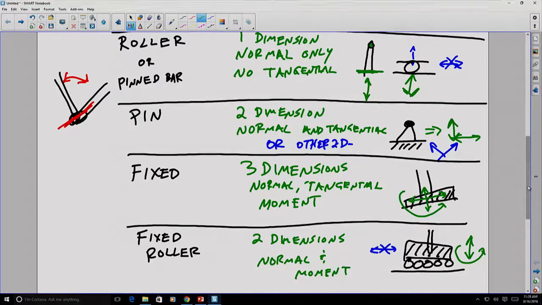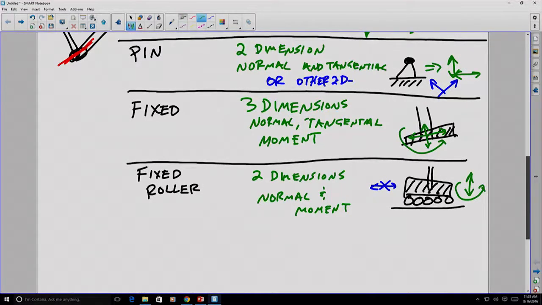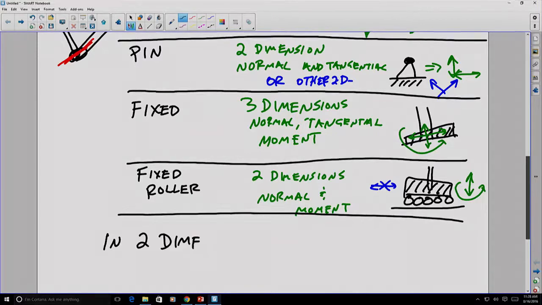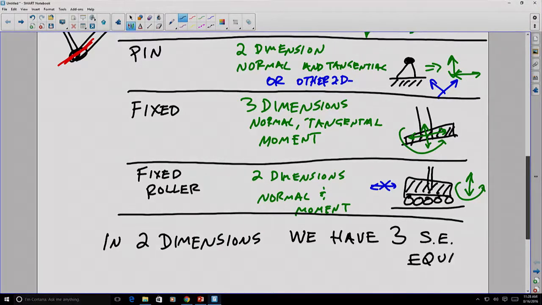So how does this relate to our static equilibrium? Well, in two dimensions, we have three static equilibrium equations. Can you remember what they are?